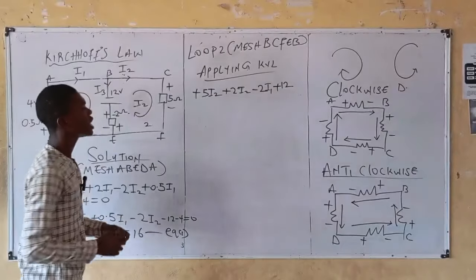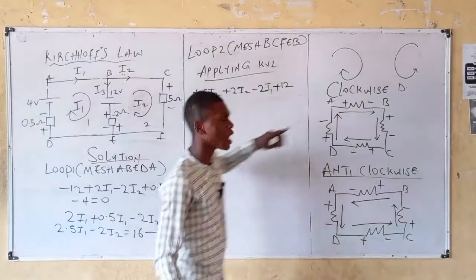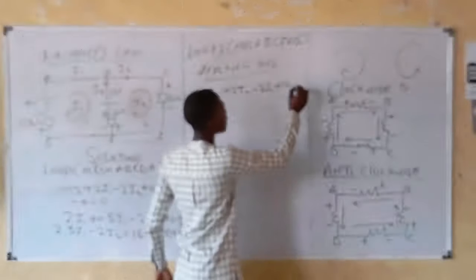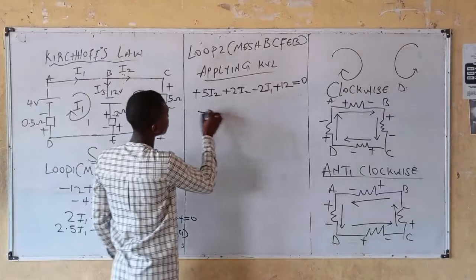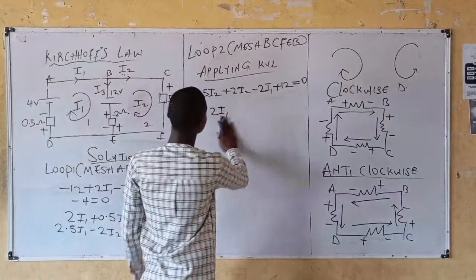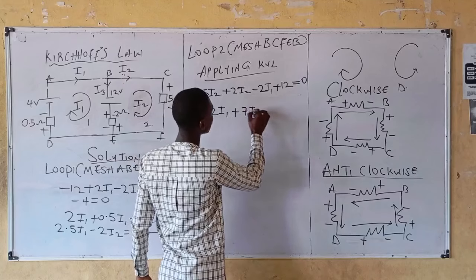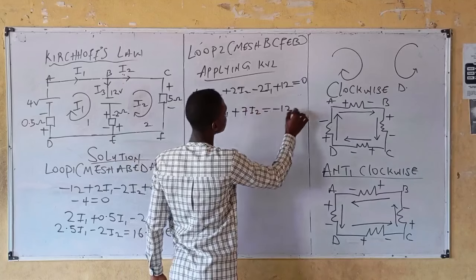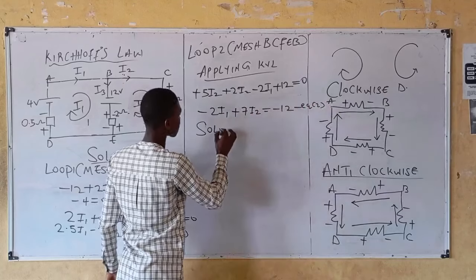Then I said earlier, you are starting from A and you are going back to A. That's what we applied here. We started from B and then we went back towards B. Then we are done with KVL. Then equate that to 0. Then from here, collect like terms. Negative 2I1 plus 7I2 is equals to negative 12. Call this equation 2.